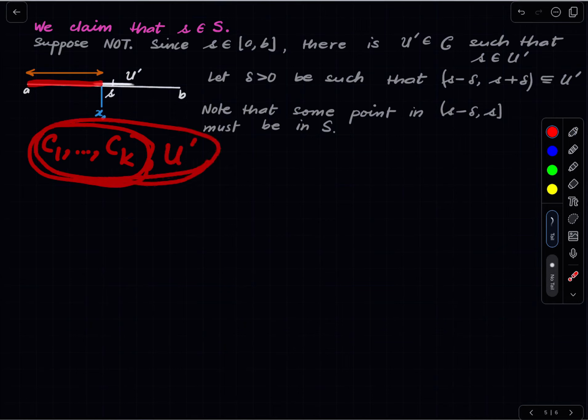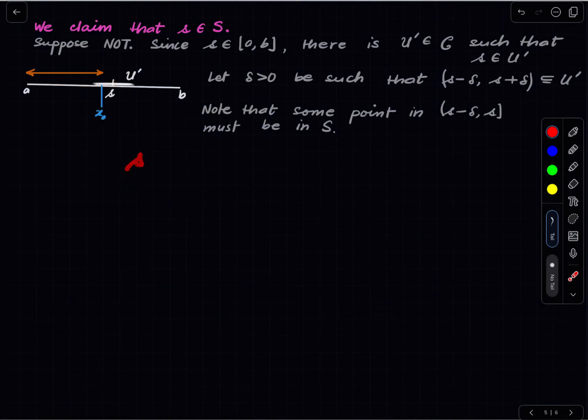These are also finitely many elements of fancy C, and they cover more than that. They cover, in fact, the entire closed interval A to s. But that would mean that s is in capital S, right? So you can fill in the details. I have said it in words and pictures. So this actually proves our claim. Okay, so this has been justified now. So s is in capital S.